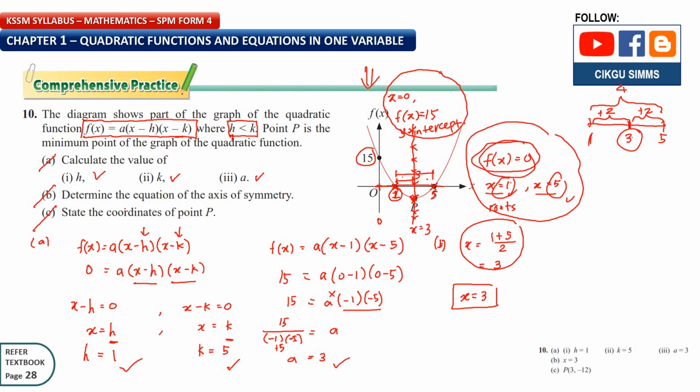C is state the coordinates of point P. So coordinate of the minimum point. So I have got the value of x, which is 3.